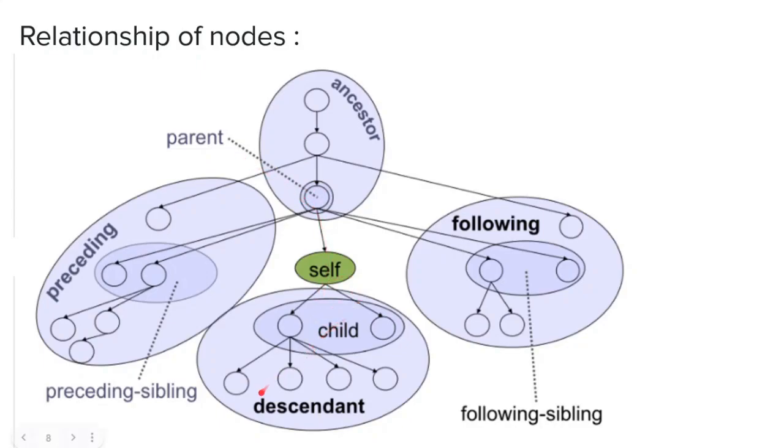Similarly, there are descendants as well. So child nodes and children of children are also considered descendant nodes. This self node has two child nodes, which are also considered descendant nodes, and children of children are also descendant nodes. So this self node has two child nodes and overall 6 descendant nodes. So that's about the self, parent, ancestor, child and descendant nodes.